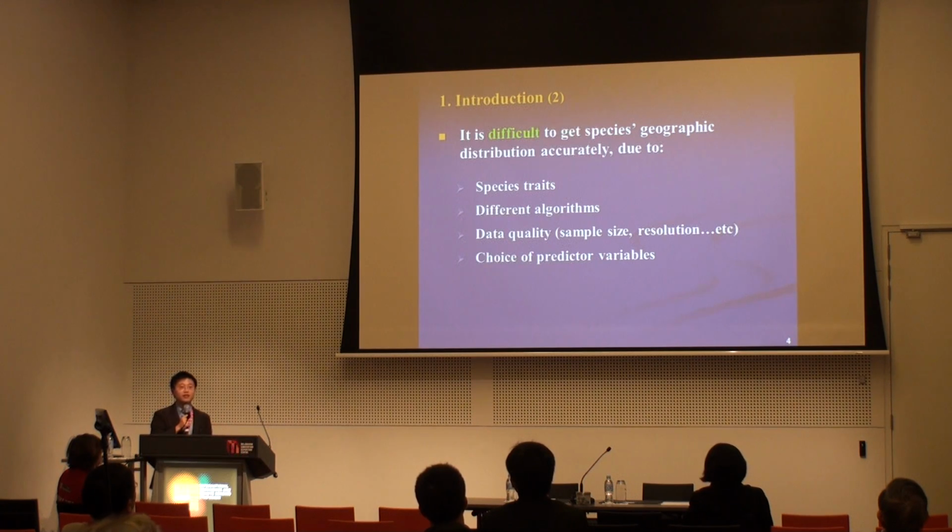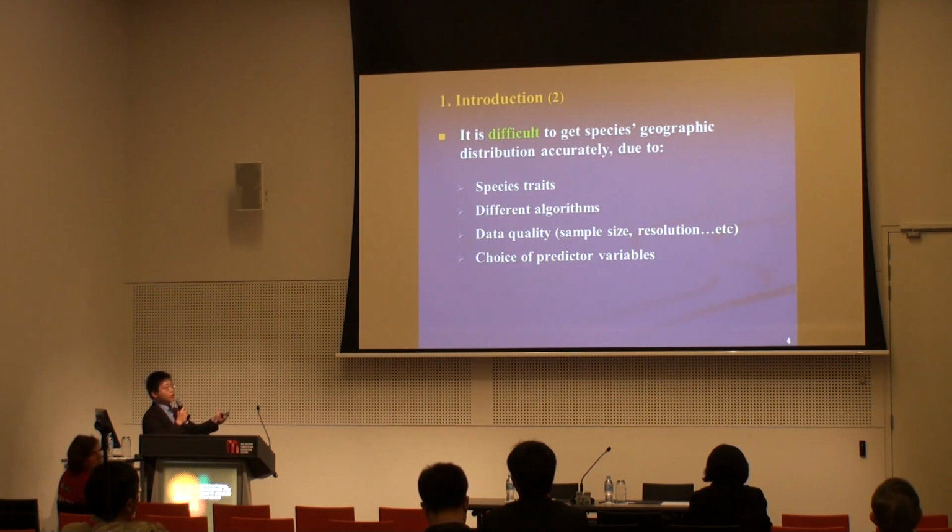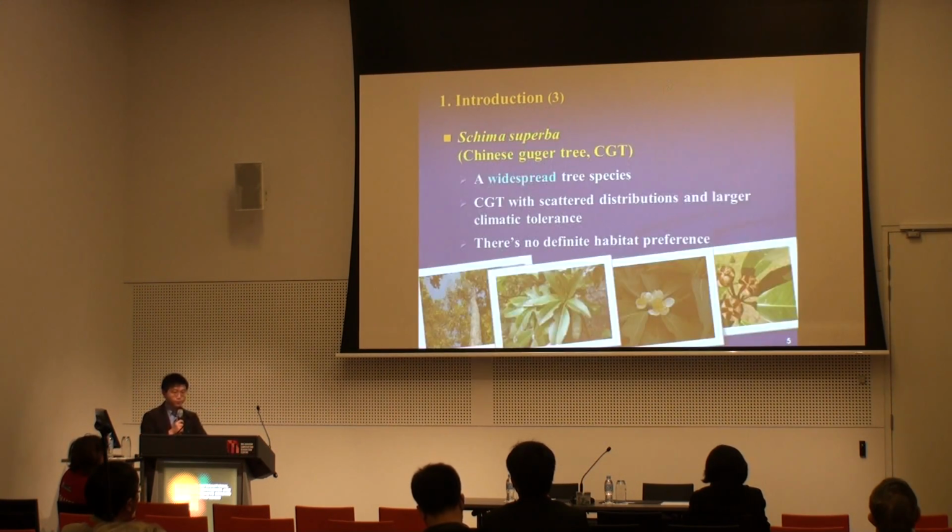Even though we are better than the traditional manner, it is still hard to describe species patterns accurately since we suffer many problems. Species play very important roles in different models, and different models have different modeling patterns. And more importantly, data quality, and how we choose the predictor variables. We also need to consider these 4 points, and this study tries to focus on them and check the level of influence.